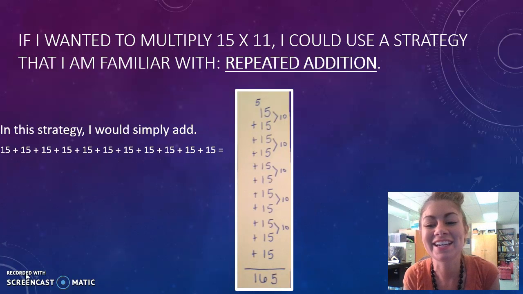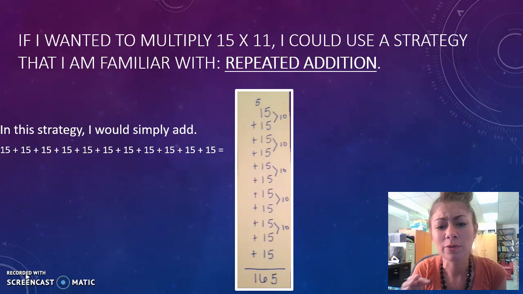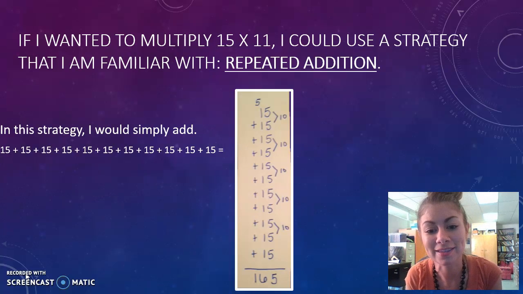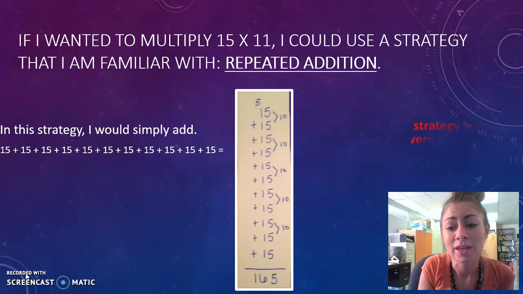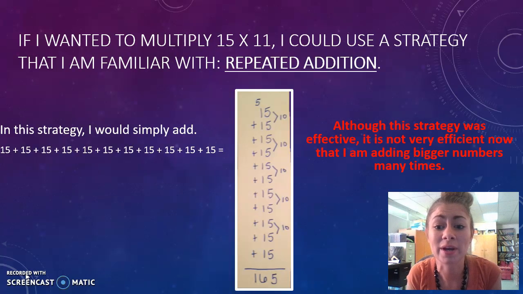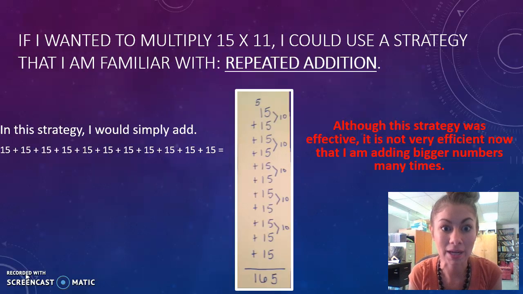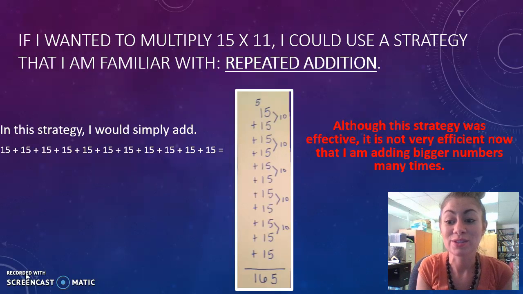Now, as you can see here, that's quite a bit of work, but I do get the right answer. I regrouped my 5s into 10s so that I made the addition a little bit easier on myself, less room for error. So although this strategy was very effective, it's not necessarily most efficient now that I'm adding bigger numbers many, many times. So what can we do that's similar to repeated addition?